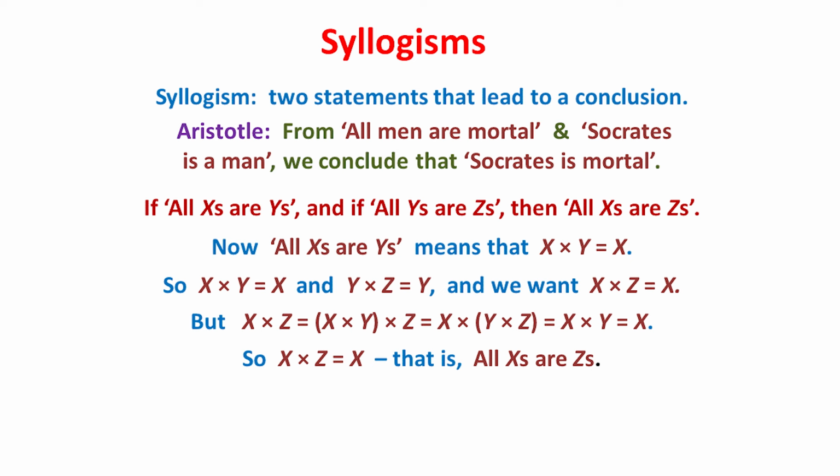So now let's look at x times z. Because x equals x times y, this equals x times y times z. And by the first distributive law, this is x times y times z, which is x times y, and that's just x as before. So x times z equals x, which tells us that all x's are z's, as Boole wanted.